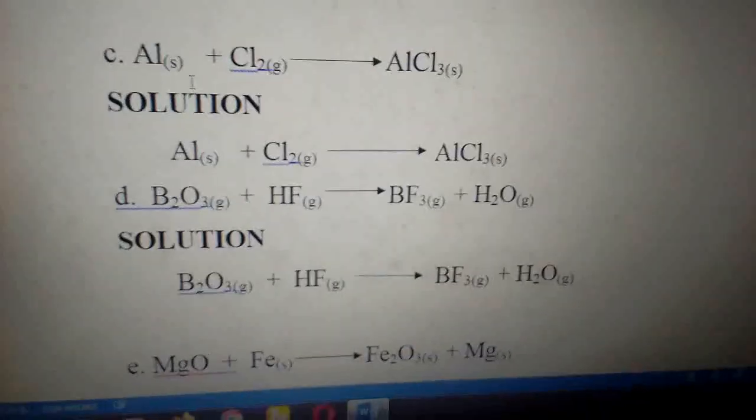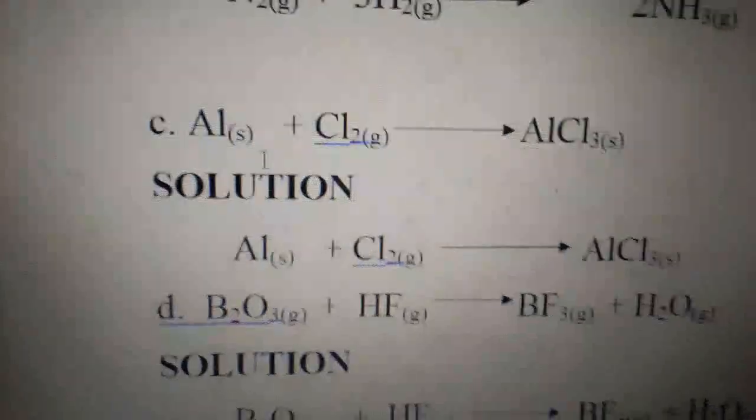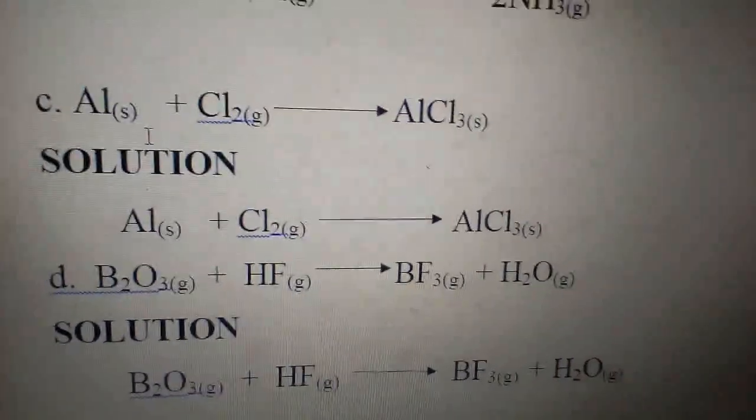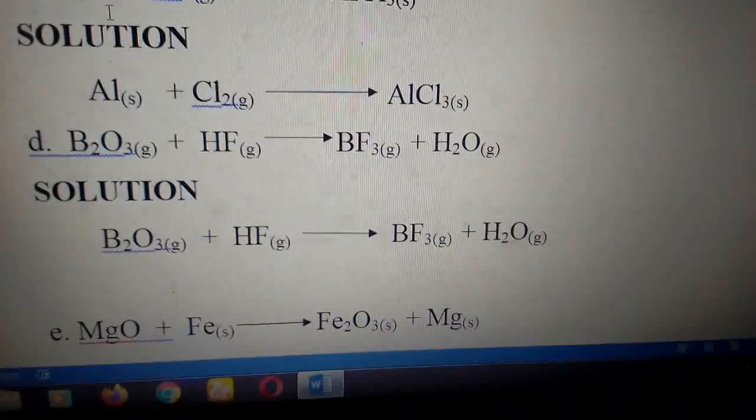Question C, we have aluminium plus chlorine giving us aluminium chloride. It's not a balanced equation. Aluminium 1 atom, chlorine 2 atoms on the left hand side; aluminium 1 atom on the right hand side, chlorine 3 atoms. So it appears that chlorine is not balanced.